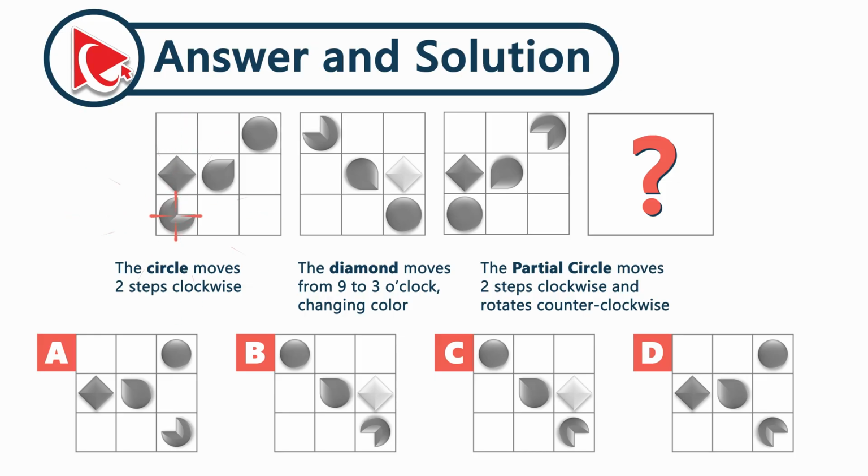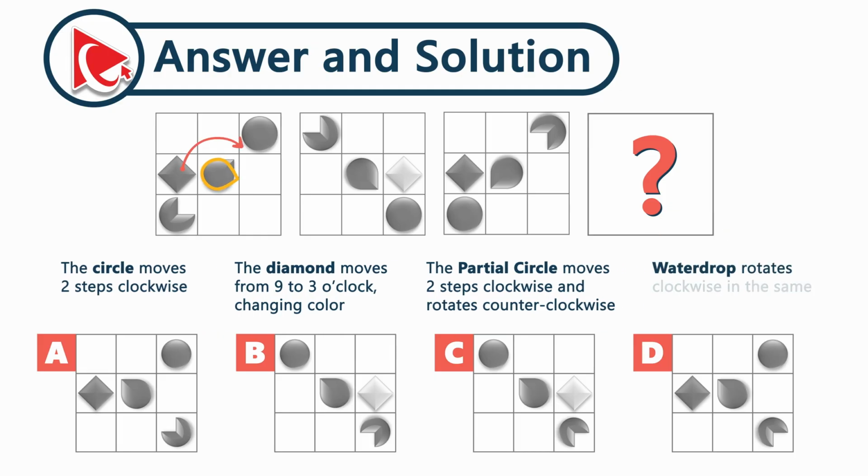It starts in the bottom left corner, then goes into the upper left corner, then continues to upper right corner, and in the target object, it will be in the bottom right corner. The only remaining shape in the circle is the water drop, and as you can see, water drop rotates clockwise in the same position. Knowing all of this information, let's build the target object.